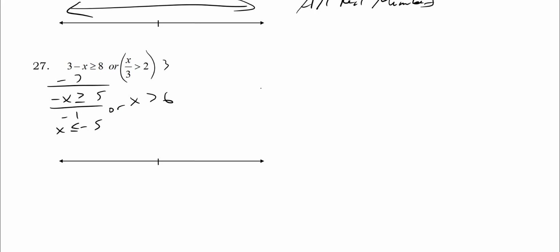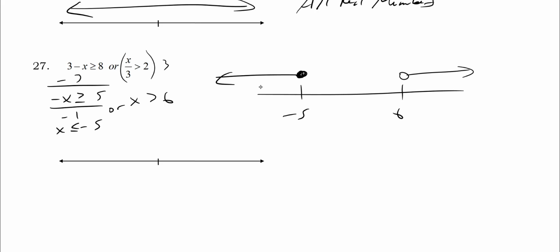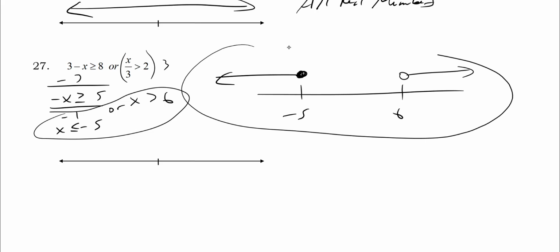So it's an OR. So let's do a temporary graph, negative 5 and 6. So greater than 6 and less than or equal to negative 5. So this is actually the answer, guys. It's an OR problem, so it's where we see a line, and so that is actually my answer for my graph as well. Okay, let's keep going down here.